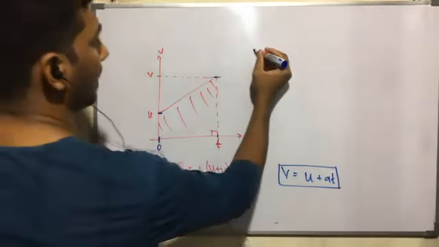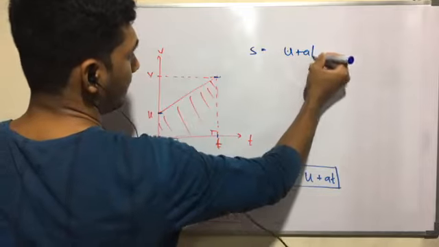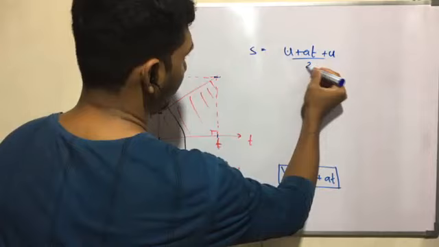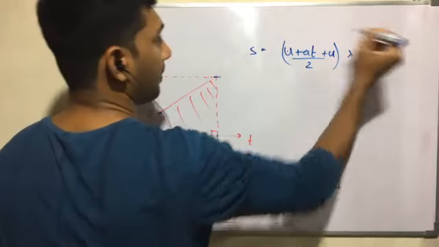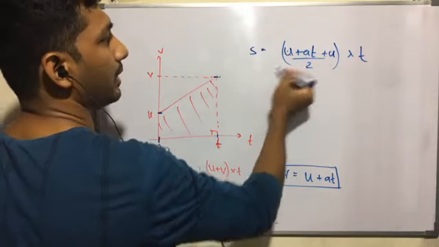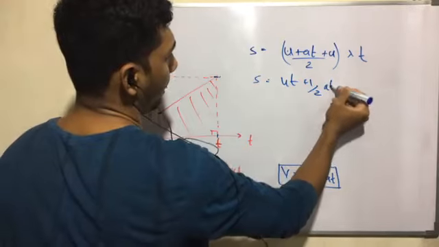So s is equal to, for v, you are going to put u plus at, and again there is a u, divided by 2 into t. Now there is 2u divided by 2, it will be u, so it is actually s equal to ut plus half at squared.